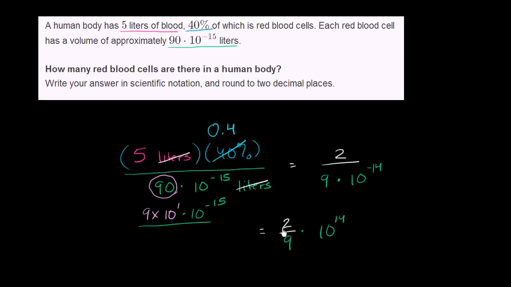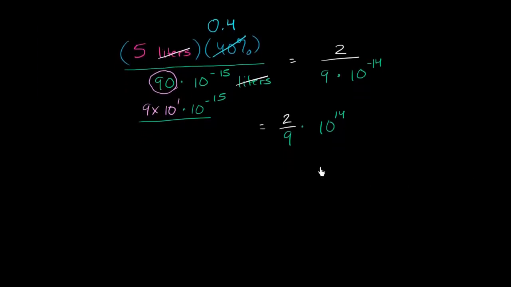Now you might say, okay, we just have to figure out what 2/9 is and we're done. We've written this in scientific notation. But you might already realize, look, 2/9 is not greater than or equal to 1. How can we make this greater than or equal to 1? Well, we could multiply it by 10. If we multiply this by 10, then we've got to divide this by 10 to not change the value of this expression.